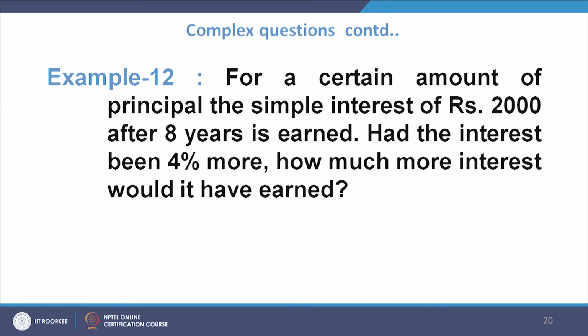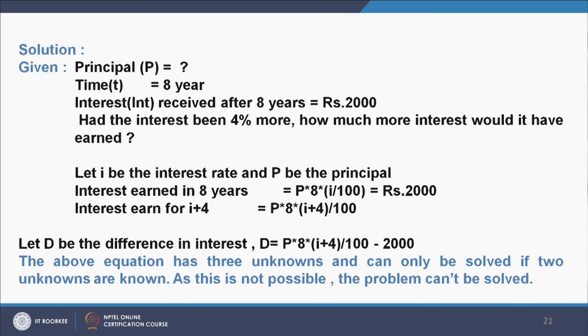Again another complex question, example number 12. For a certain amount of principal, the simple interest of rupees 2000 after 8 years is earned. Had the interest rate been 4% more, how much more interest would have been earned? So, for this question, principal P is unknown, time is 8 years, interest received after 8 years is rupees 2000.